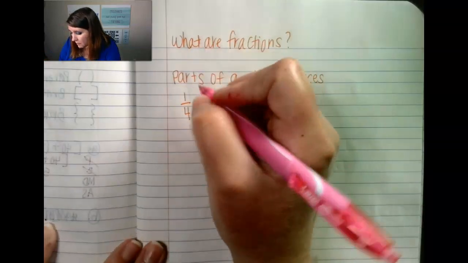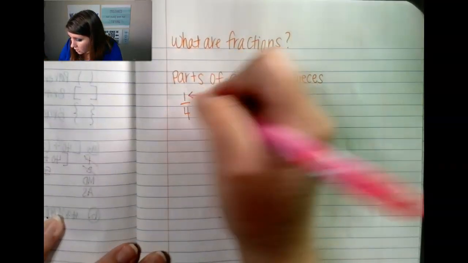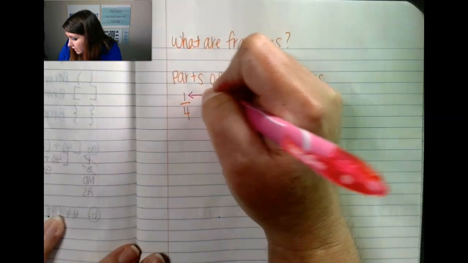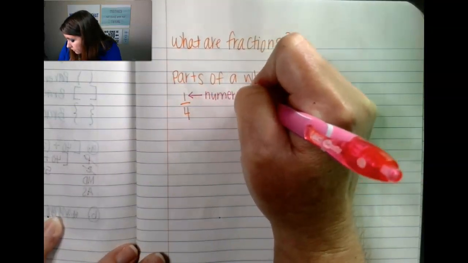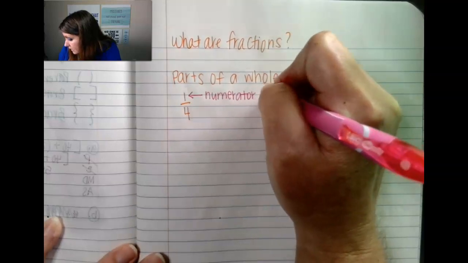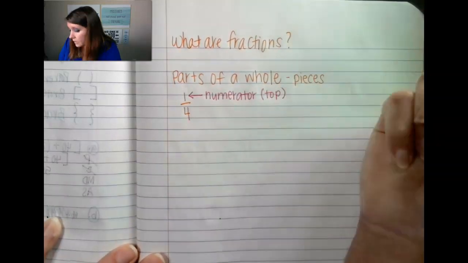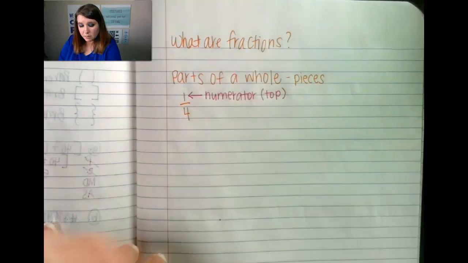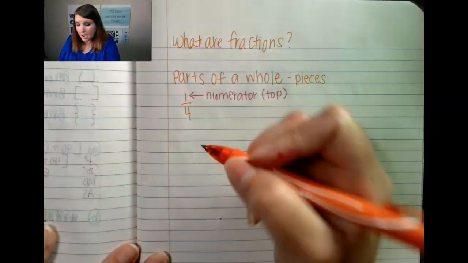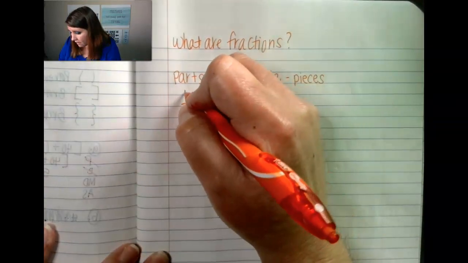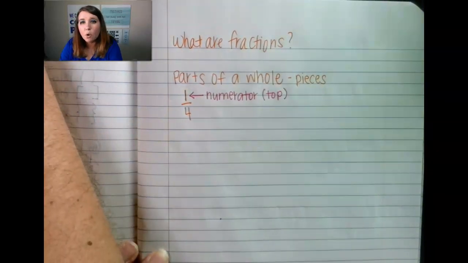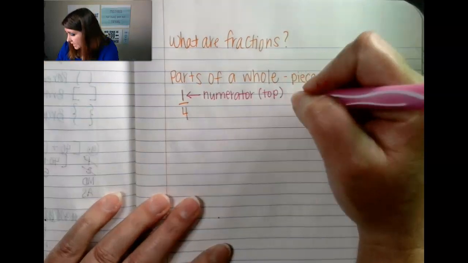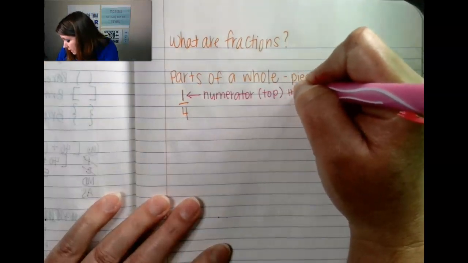You have a top number, which is called the numerator. This is the numerator. This is the number that is on top. This tells us how many pieces we have out of the whole. So how many pieces out of the whole? So this is the how many pieces.